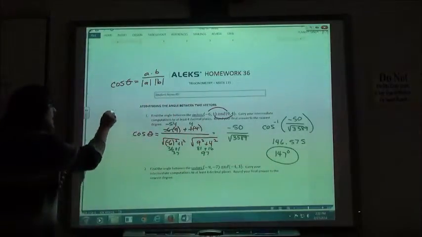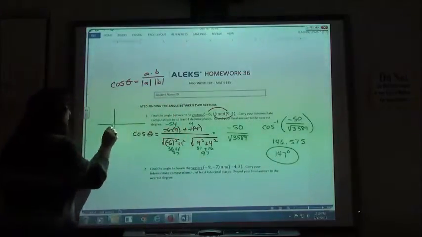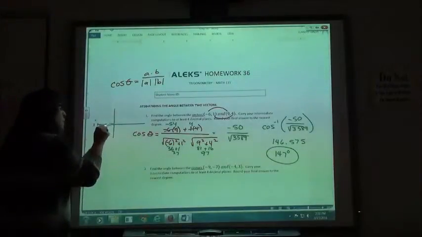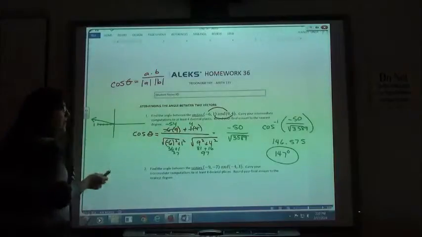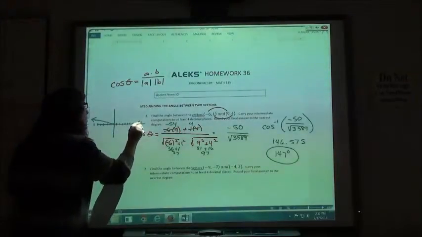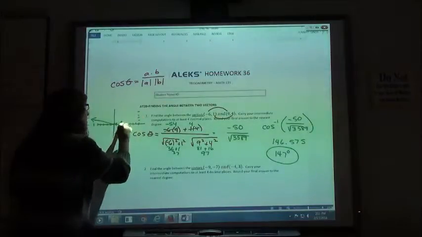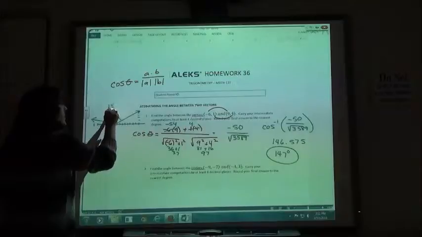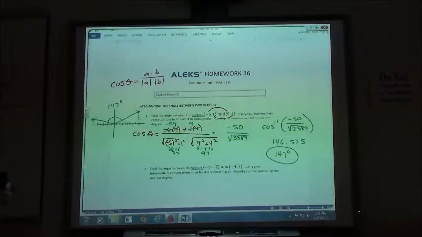If I just sketch that out, negative 6, 1 would be the vector going like this. 9, 4 would be the vector going like that. This angle in here is 147 degrees. That looks like it makes sense.